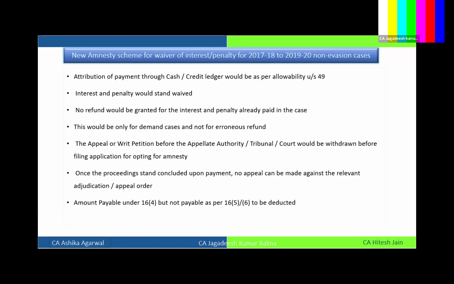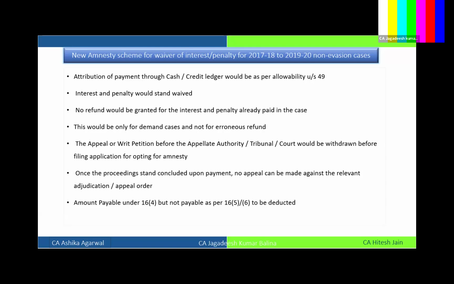If any appeal or writ petition is pending before a High Court or the Supreme Court at any level, in order to opt under this scheme, first we have to withdraw it, and then only you can apply under this scheme. And once the proceeding stands concluded upon payment, that is, you have made the full payment of tax, interest and penalty, then such proceeding shall be deemed to be concluded. In that case also, you cannot opt under this scheme. So no appeal can be made against the relevant adjudication or appeal order.